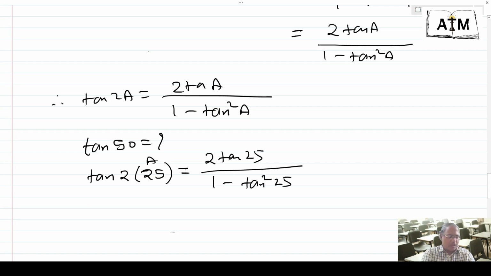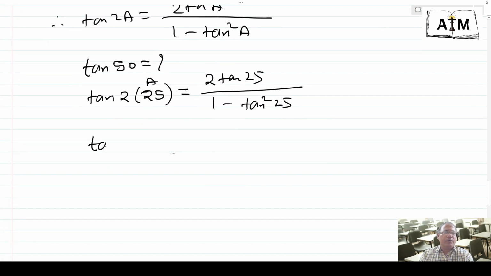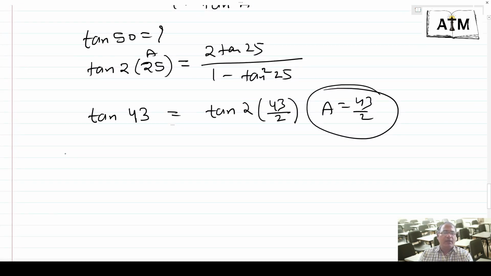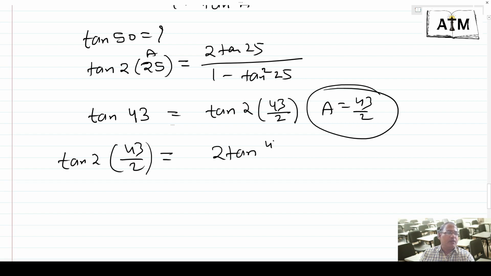And in case of an odd number, suppose tan 43. Then tan 43, it is an odd number. So first you create 2 there, multiplying and dividing by 2. So 2 into 43 upon 2. So a equals what? 43 upon 2. So tan 2a, therefore tan 2 into 43 upon 2 can be written as 2 tan a, that is 2 tan 43 upon 2 divided by 1 minus tan square 43 upon 2.